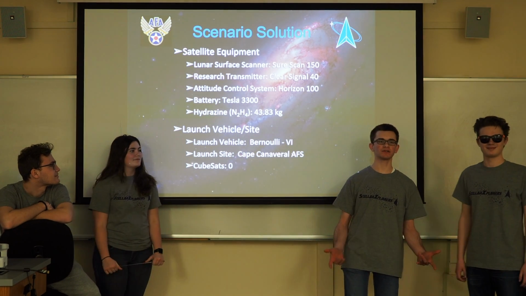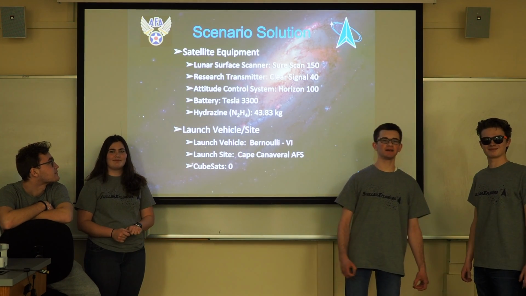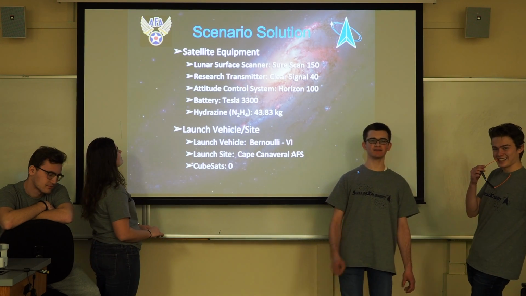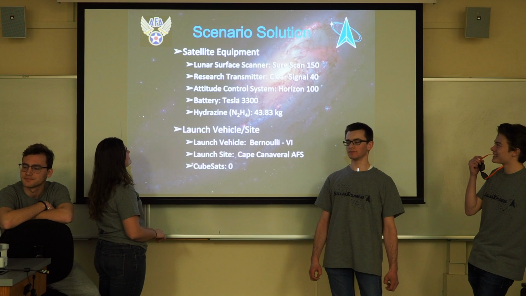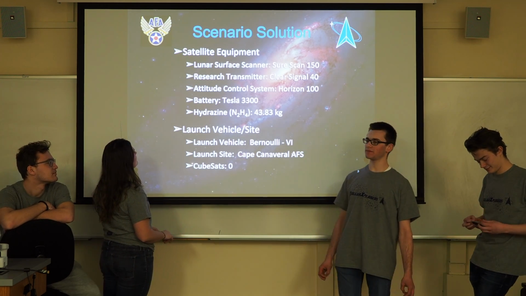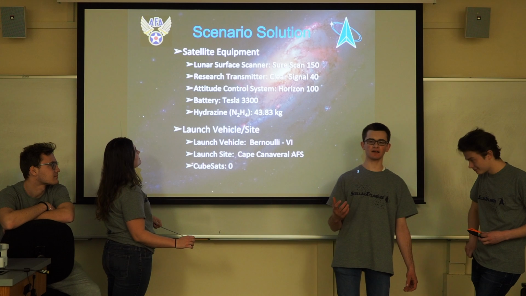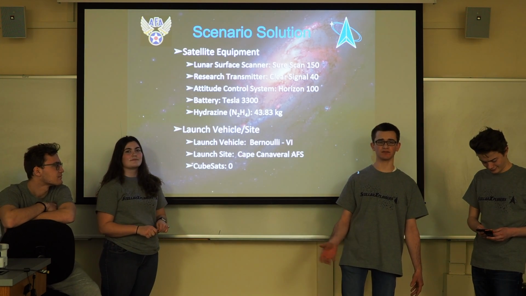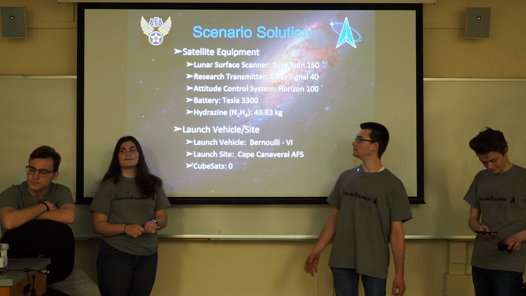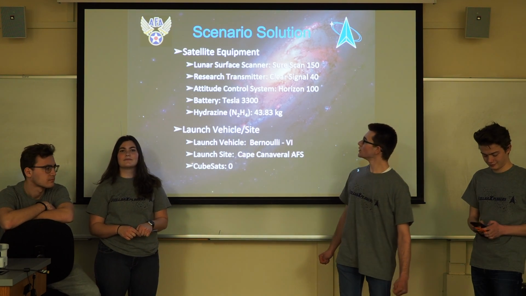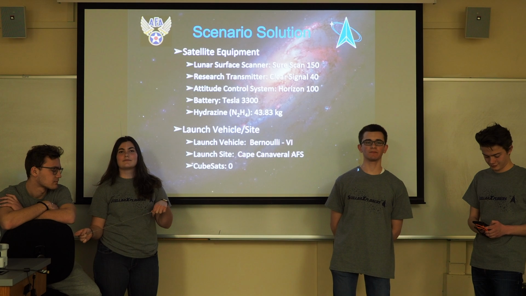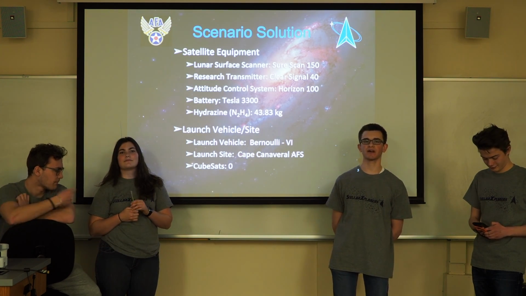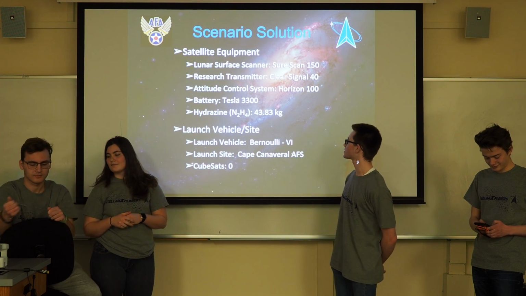Hi, I'm Paul Mukhtoff, and we're going to be talking about the satellite equipment and launch vehicle site. So our mission is to send this satellite to orbit the moon and take some pictures of the Sea of Tranquility. So our lunar surface scanner is the SureScan 150, the research transmitter is the Clear Signal 40, the attitude control system goes Horizon 100, the battery is the Tesla 3300.